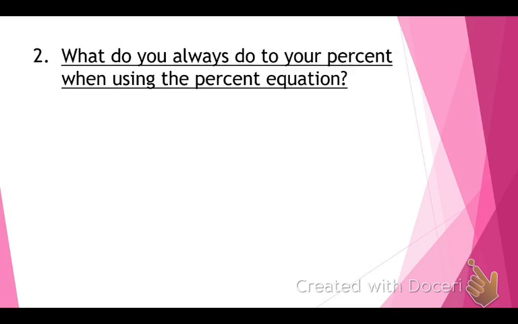Next up, just the girls. What do you have to do every time to your percent whenever you use the percent equation? Change it to a decimal, okay? This is the thing that people make the biggest mistake on. Change it to a decimal. How many of you would say that you got those first two questions correct in your notes? All right, very good. Once again, please make sure that you know that for your quiz on Monday.